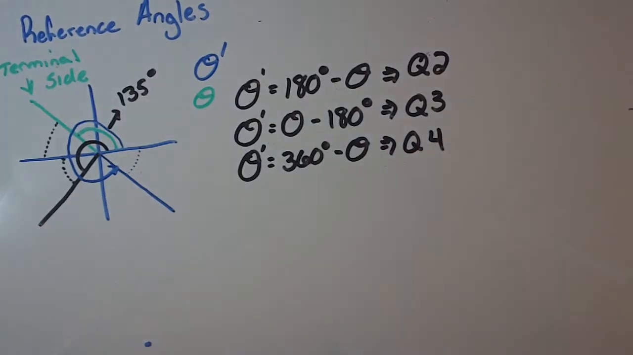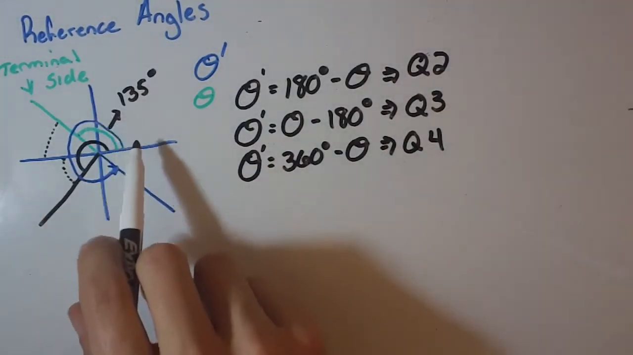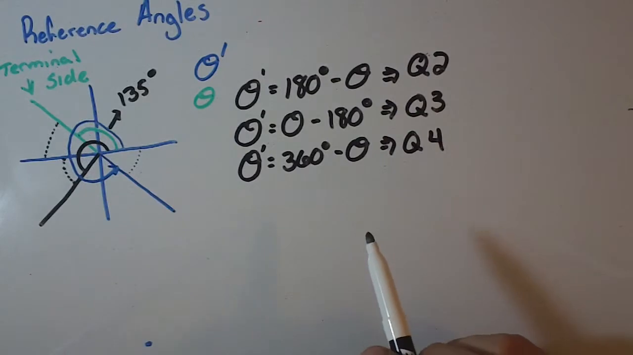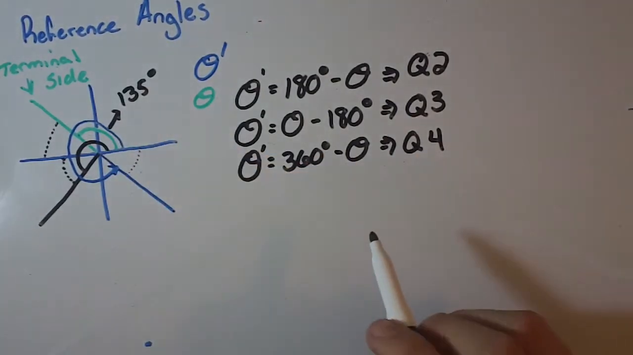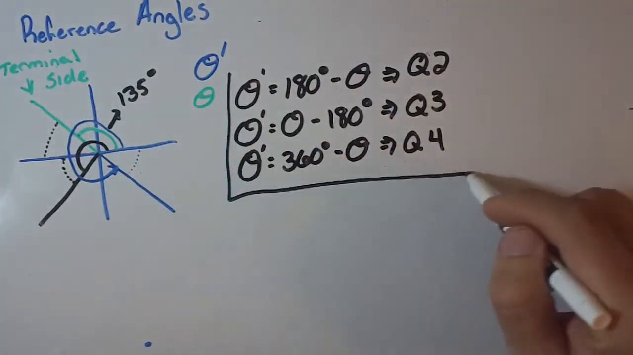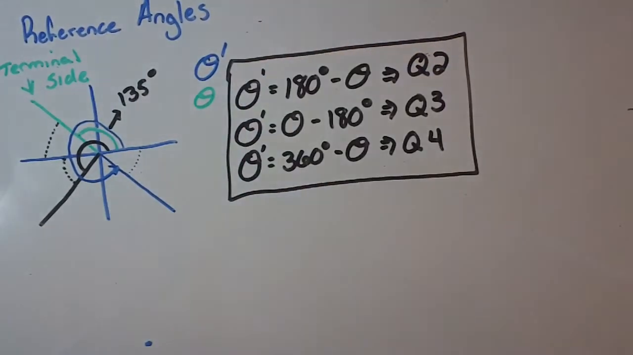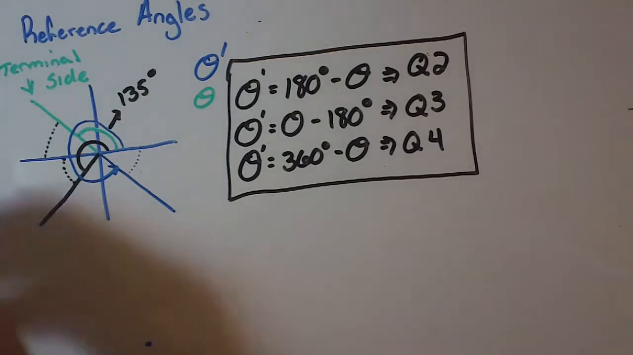Quadrant 1 up here, that's always going to be acute because it's always going to be less than 90 degrees as long as it's in quadrant 1. So we only have to worry about these 3 formulas, I guess you could say, to find the reference angles. Now let's try an example.